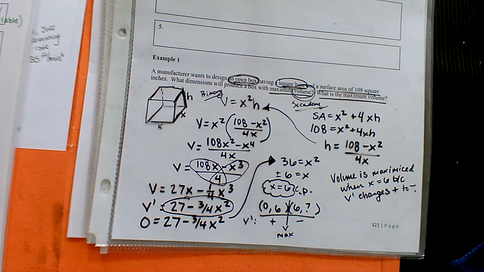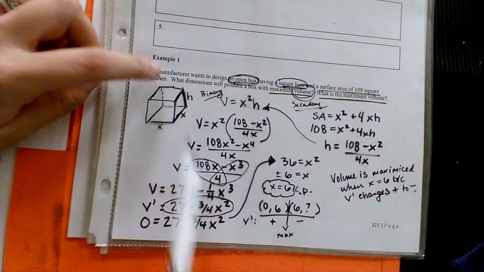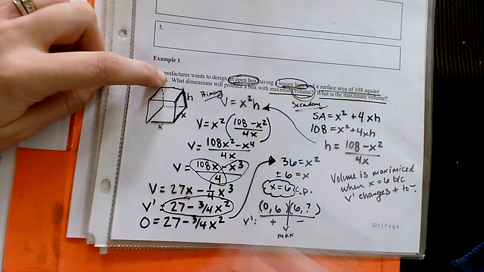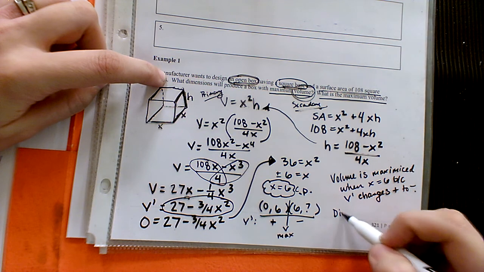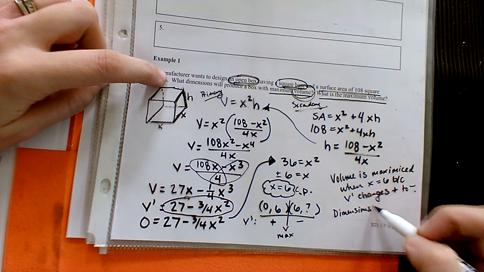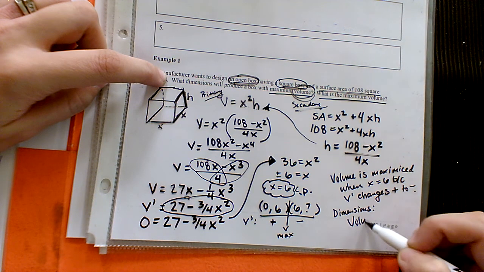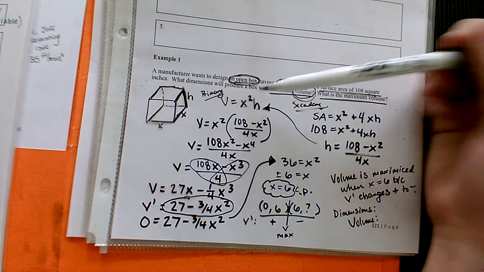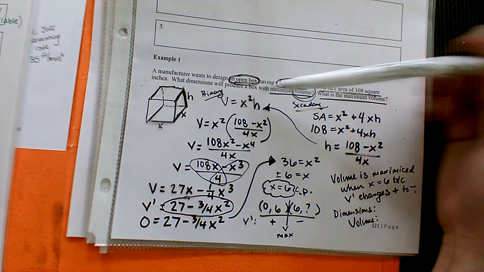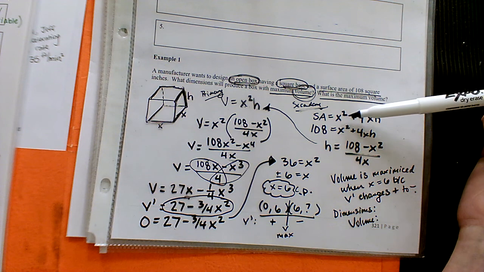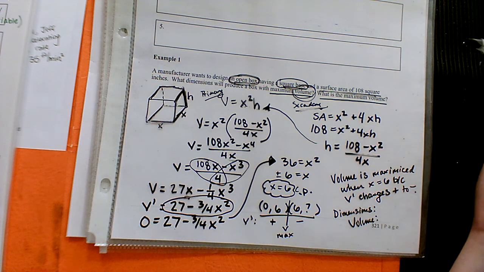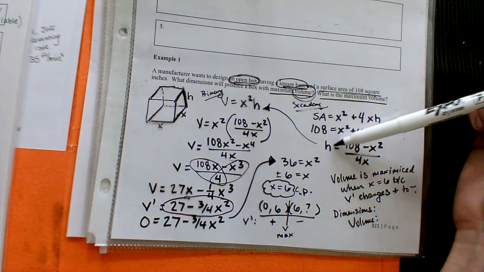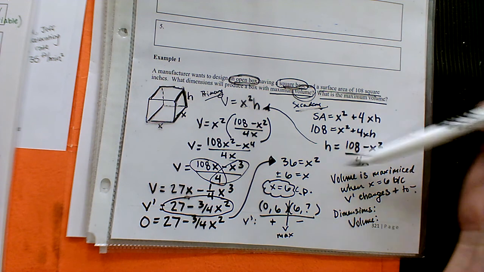Are we done? No, we'd like to be, but unfortunately not. It says, what dimensions will produce the maximum volume? And then they also want the actual volume amount. So how can we figure out those pieces? Well, we had 2. The h equation, because we have x. Right here. All right, let's use our secondary one over here.